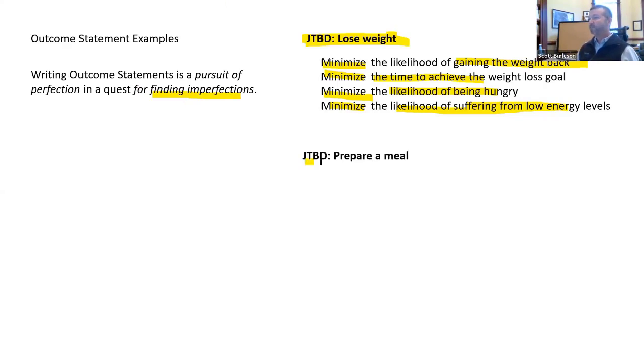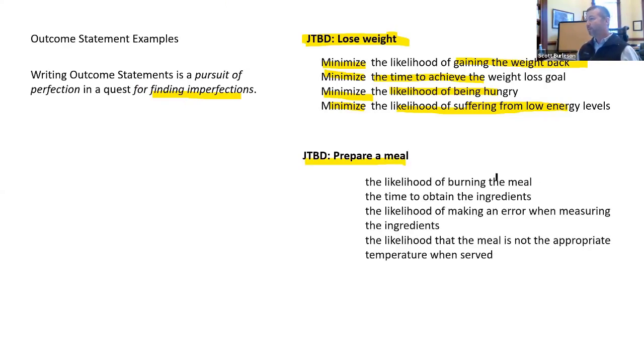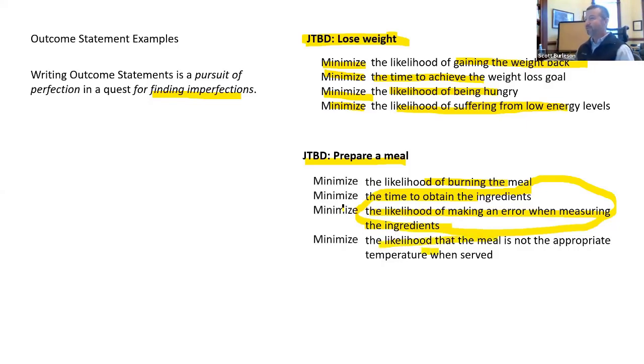For the job to be done, prepare a meal, what have we got? We don't want to burn the meal. We want to get those ingredients quickly. We don't want to make an error when measuring the ingredients. So it's almost like a personality trait, by the way. When I'm cooking stuff, I just throw stuff in there. My wife, she will measure 1/8 of a teaspoon or something. But we're using different solutions, trying to estimate. But we still have the same error we're concerned about. And again, it's about minimizing these errors. So it's because we're about reducing imperfections that minimize will usually be the best.